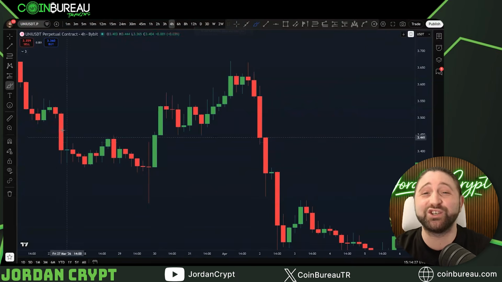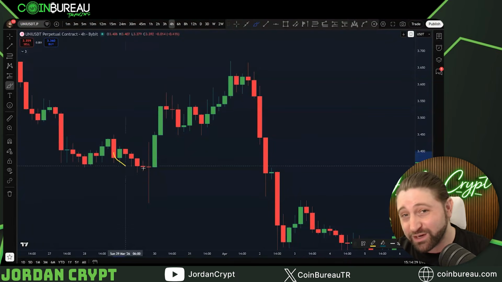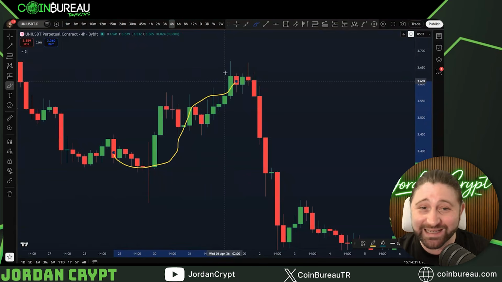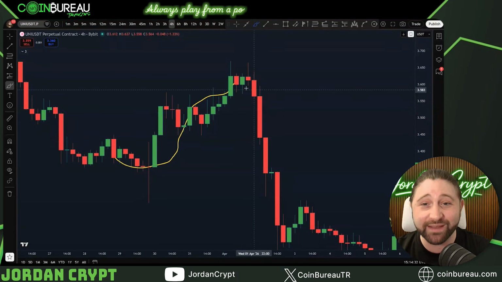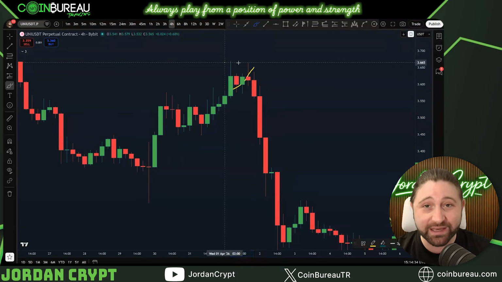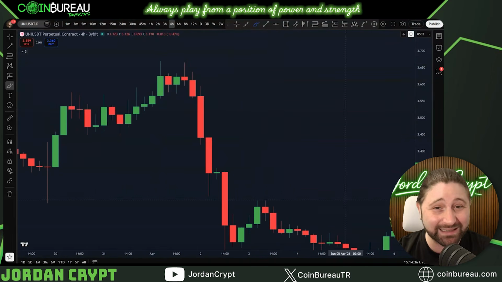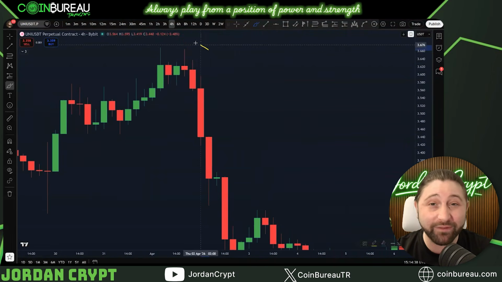So, what is a shooting star candle pattern? This pattern occurs when an appreciating asset abruptly reverses lower, leaving behind a long upward wick. It is viewed as a bearish reversal pattern, and it must be found at the top of an uptrend.